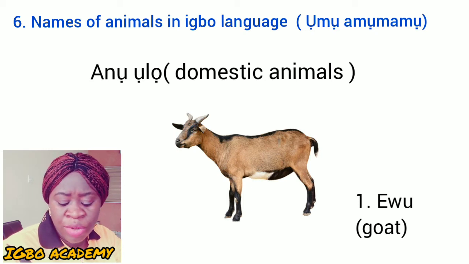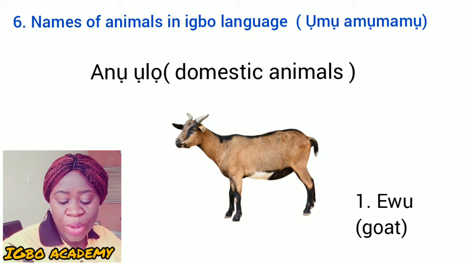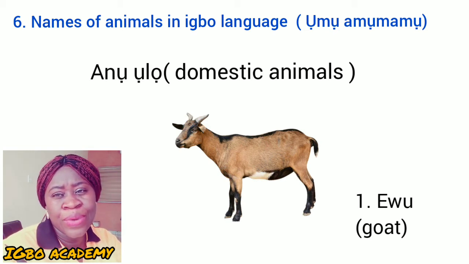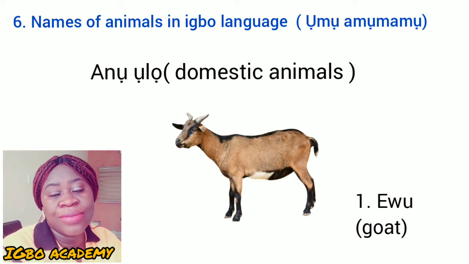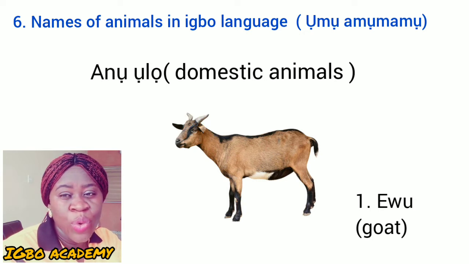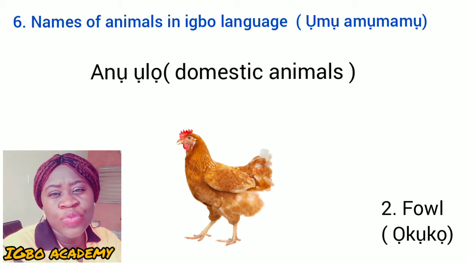So we are going to start with 15 domestic animals. Number one of the domestic animals is, you all know, goats. Goat is called ewu. So when you do something very annoying, someone will just call you goat, ewu, or call you animal. So that's Igbo. If you learn Igbo, you have to learn all these things. Goat, ewu.